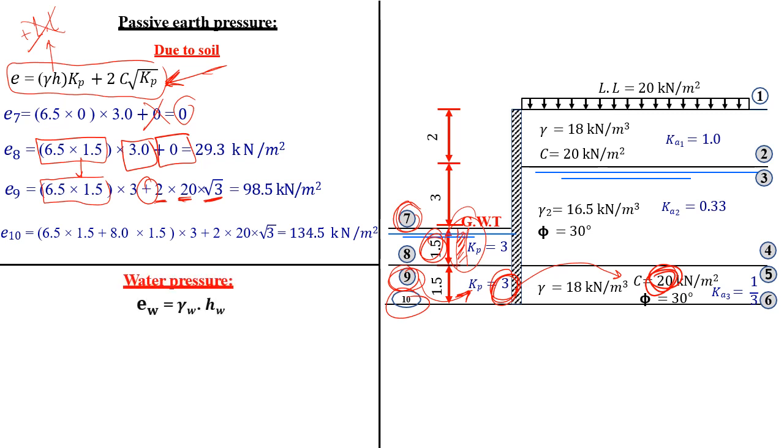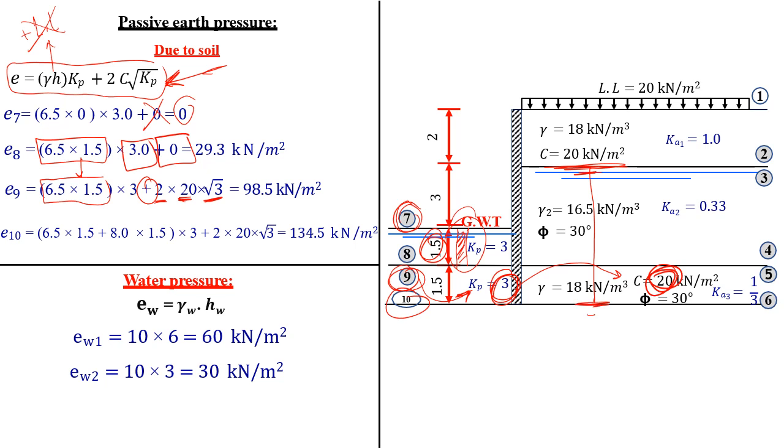Don't forget the water pressure on both sides of your retaining wall. You have a triangular water pressure. On the right hand side, the depth from the groundwater level to the base of your retaining wall is 6 meters. So you will have a triangle starting from 0 at the groundwater level and increasing linearly to 60 kilonewton per meter square at the base.